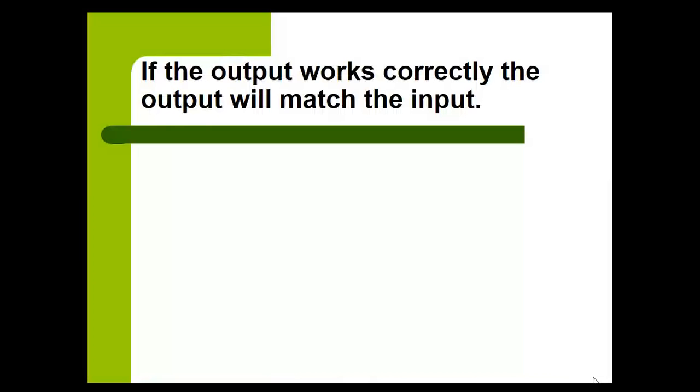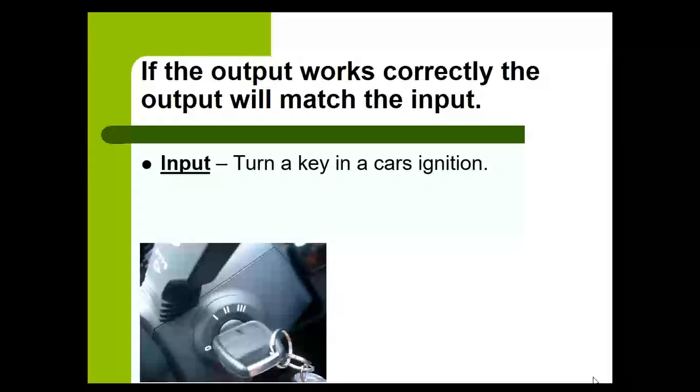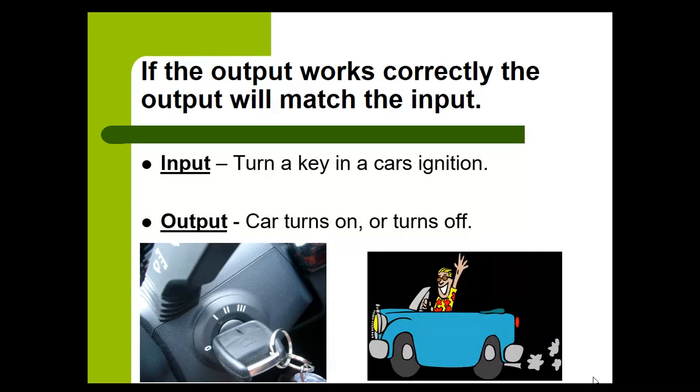Now, when we start talking about the output working correctly, if the output works correctly, the output will match the input. So if the input for a car is to turn the key in the ignition, the output should be the car turns on or turns off, which allows us to drive down the road, which is the process. But the input is telling the system what to do with the key.